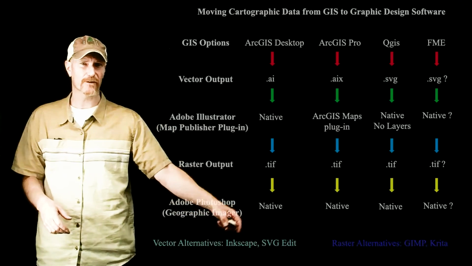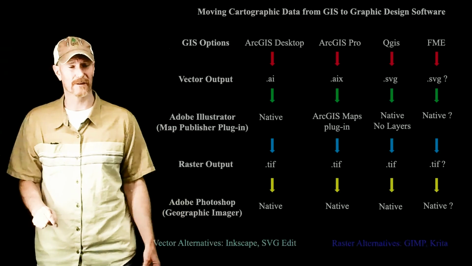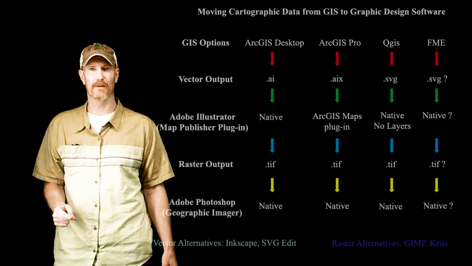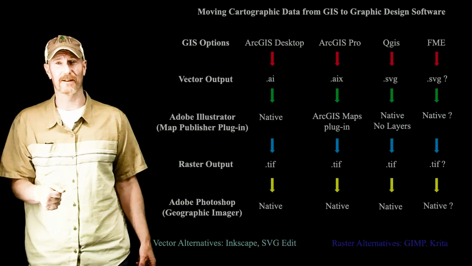The raster alternatives are GIMP and Krita. GIMP is pretty popular, really powerful actually. You could probably get away with doing some nice blends of shaded relief inside of GIMP, but nobody would know the difference. So if you can only buy one, I'd say buy Illustrator and then go with some of the other ones.